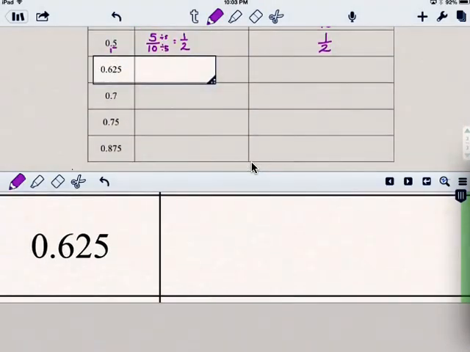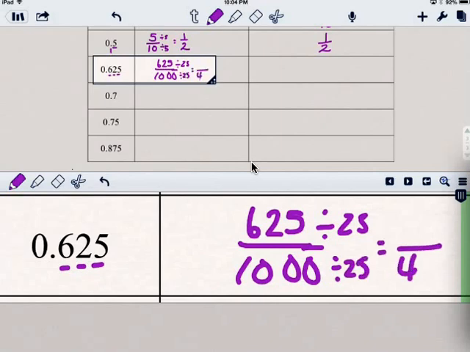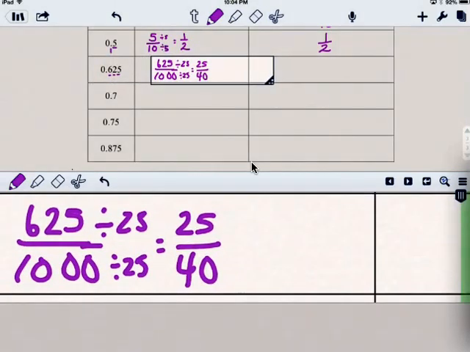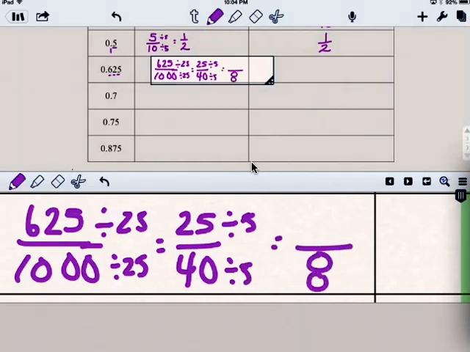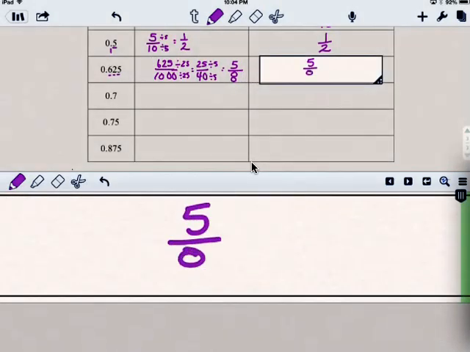Another one, 0.625. Again, tenths, hundredths, thousandths. One more 0. Guess what? I can divide top and bottom again by 25. I know the bottom is going to be 40. Don't know what the top's going to be. Well, again, I know 25 goes into 100 4 times. There's 6 of them. 6 times 4 is 24. One more is 25, so 25 40ths. And then again, I can divide top and bottom by 5, and I get 5/8. So that would be 5/8.